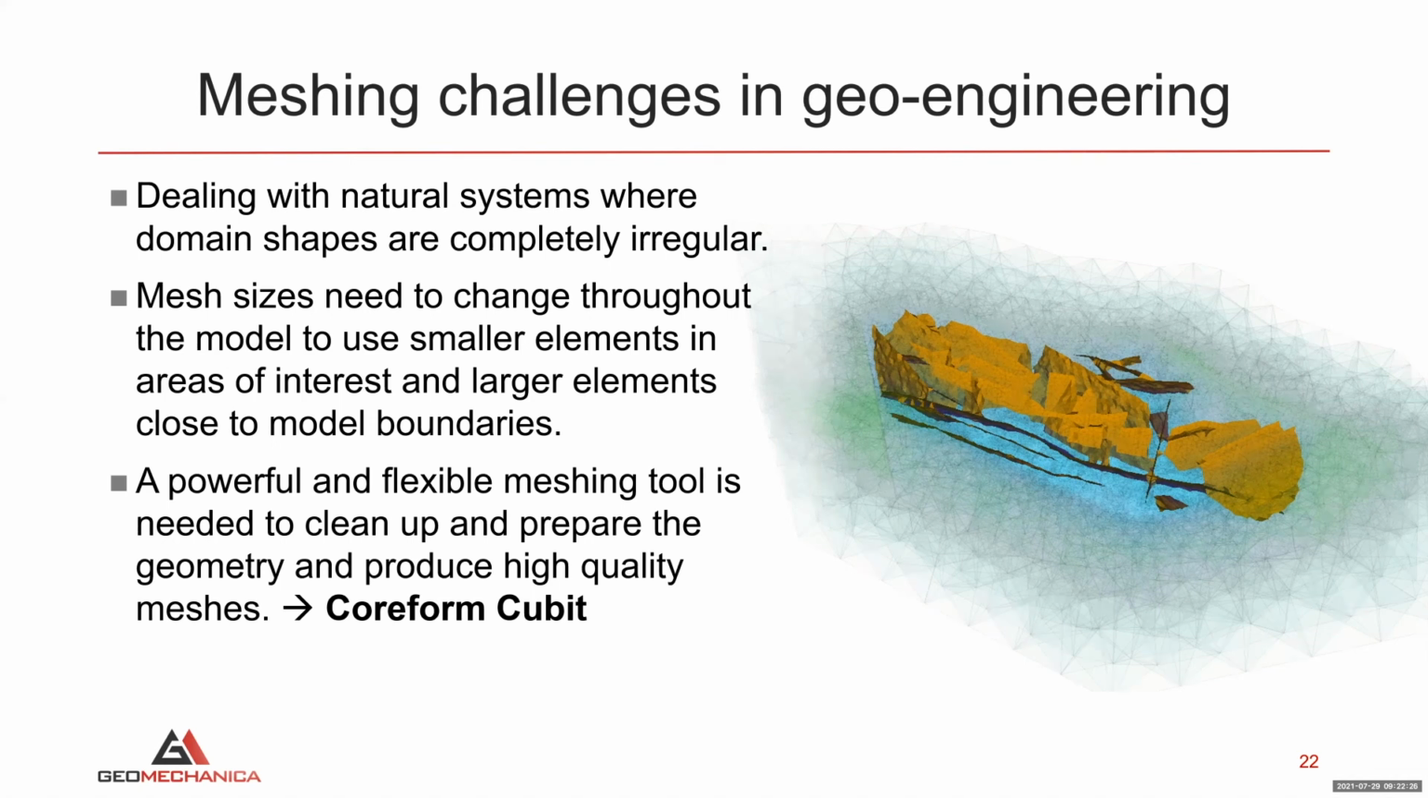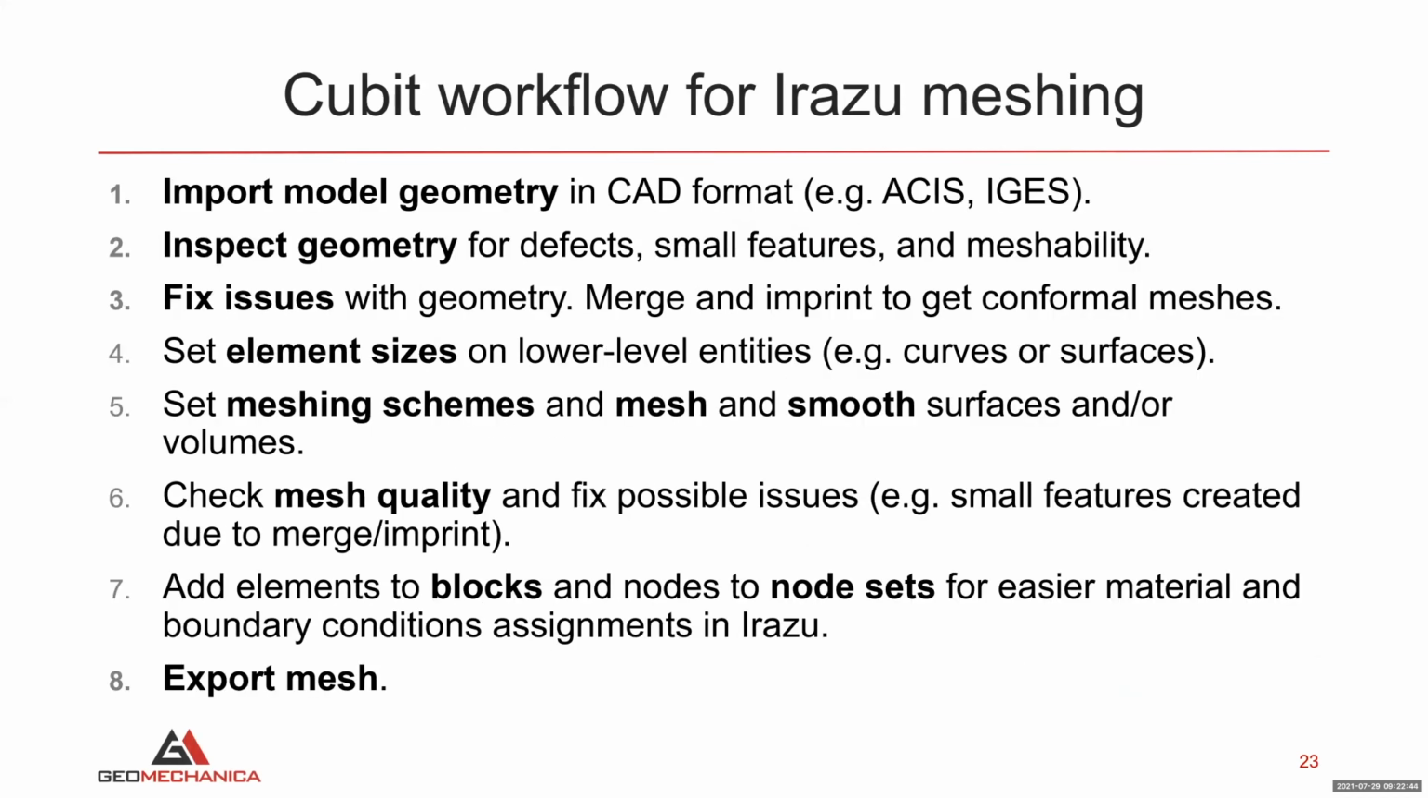Finally, you need a powerful and flexible meshing tool that allows you to clean up and prepare the geometry for meshing, and could also produce high quality meshes. And this is where Coreform Cubit comes into the picture. So what would be a typical Cubit workflow for Irazu meshing?